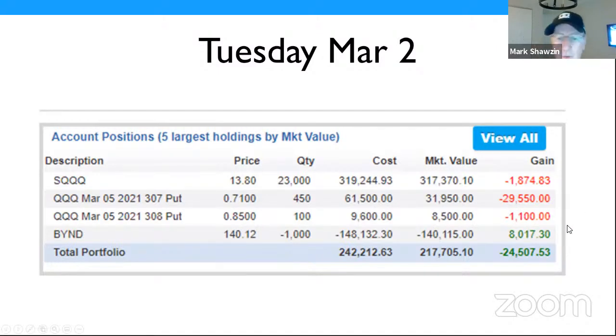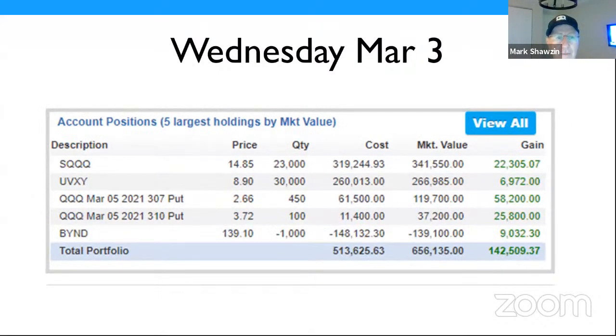And this is the problem with options. They lose altitude very quickly, and you can lose most or all of your money. So that was on Tuesday. And by the way, I did this on a live webinar, so I'm not making this up. People saw every day what I was saying, what I was doing.